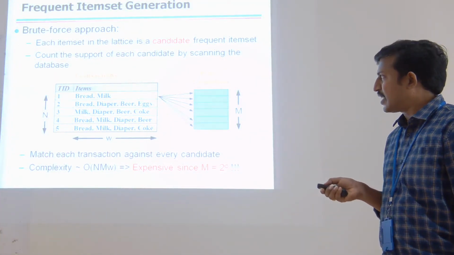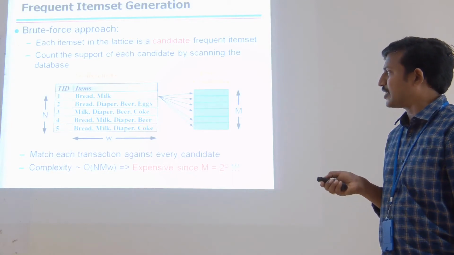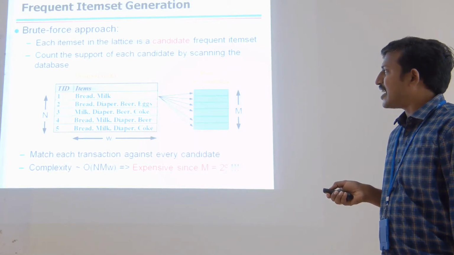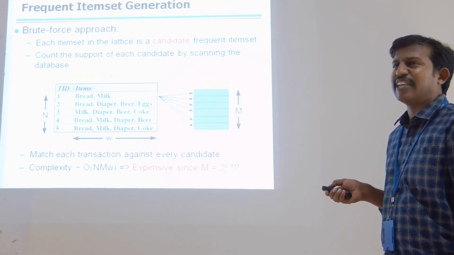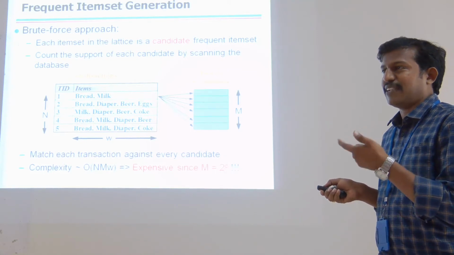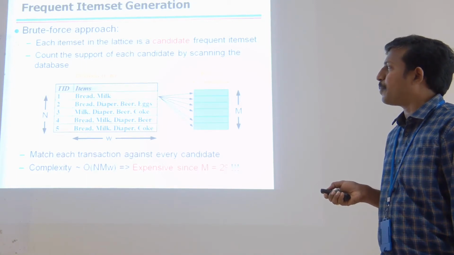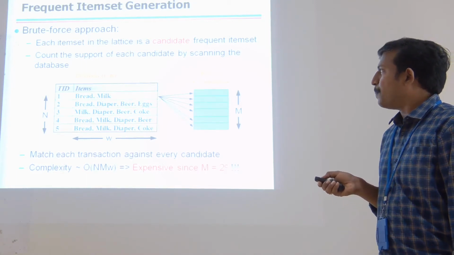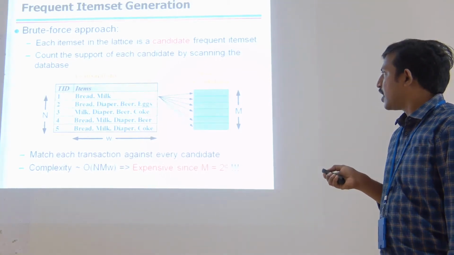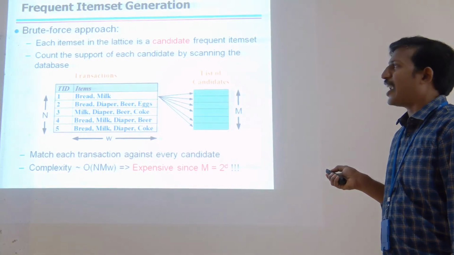Consider this a transactional database where N represents the number of transactions and W represents the average transaction width. Transaction width is nothing but the number of items in an item set, in a transaction. So average transaction width will be represented by W. For milk and bread, we have a list of candidates. That list will be represented by M. M is the list of candidates.